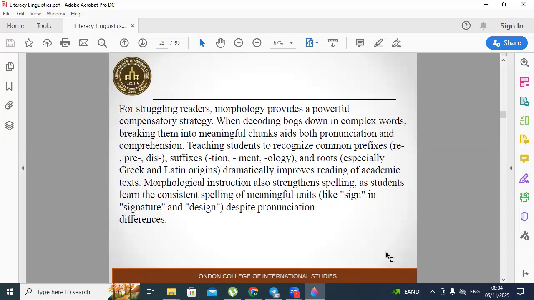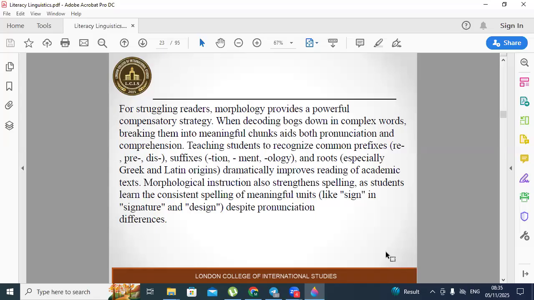This is particularly important because academic vocabulary is heavily Latinate. In everyday conversation, we use mostly Anglo-Saxon words: think, make, house. But in academic texts, we encounter Latinate vocabulary. Consider construct, residence. Understanding morphology helps students navigate this register shift.